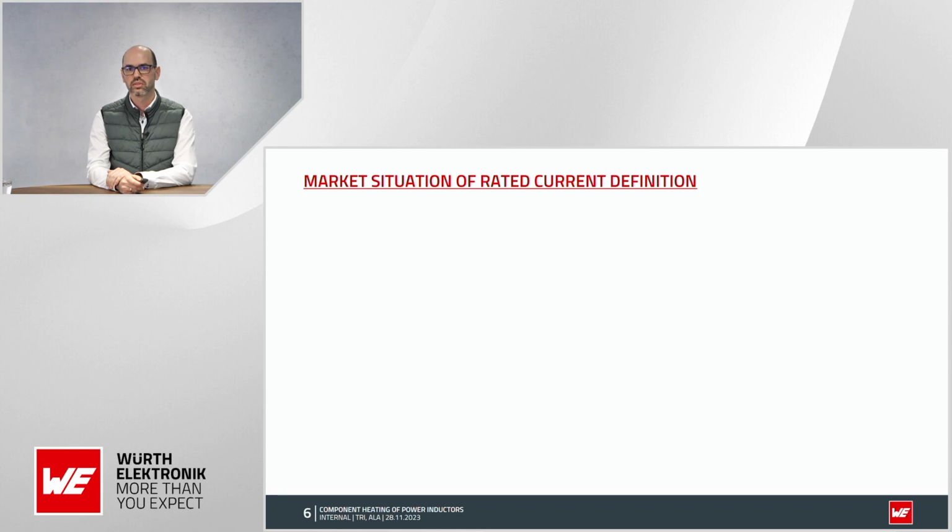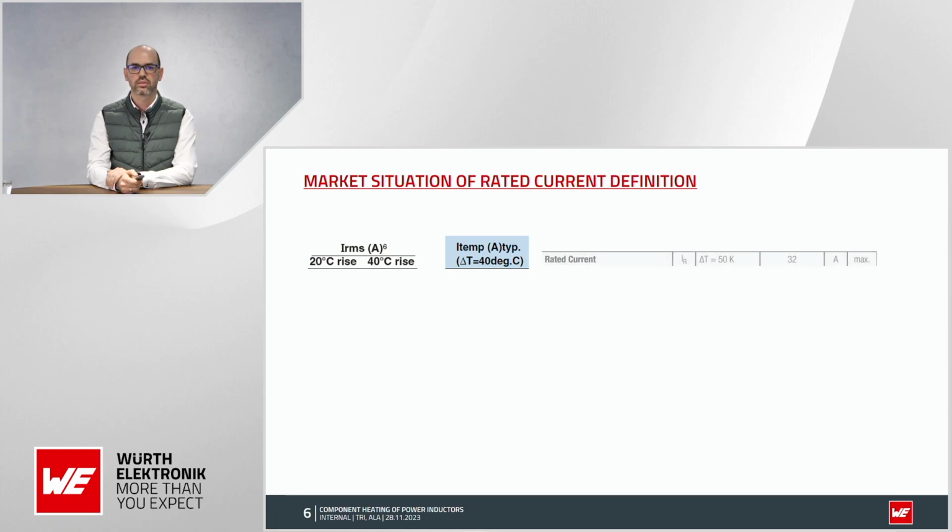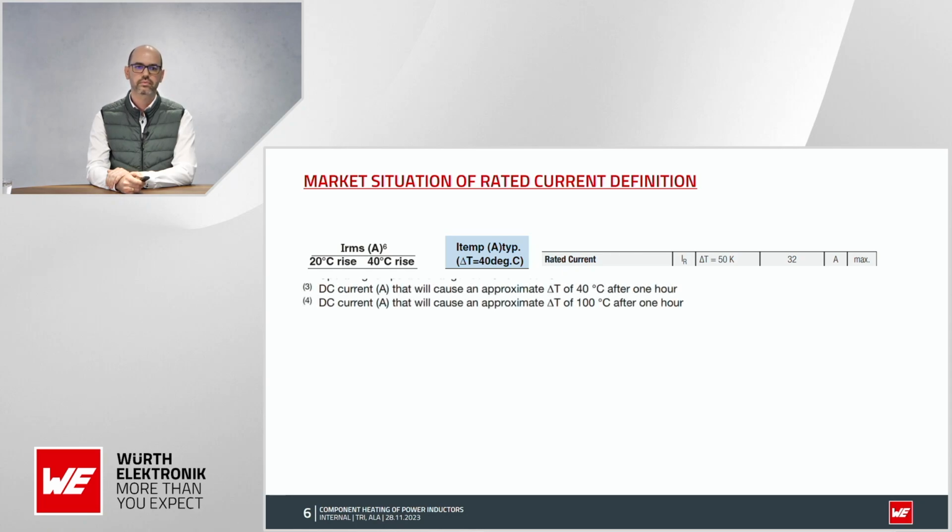And what is the current situation? So is this comparable? Let's find it out. We have here various other data sheets from power inductors which can be found in the market, and they have specifications for rated currents like that one. That is this mentioned IRMS, 20 degrees C rise or 40 degrees C rise. Then we have things like iTemp, typically 40 degrees rise. We have also temperature rises of 50 kelvins.